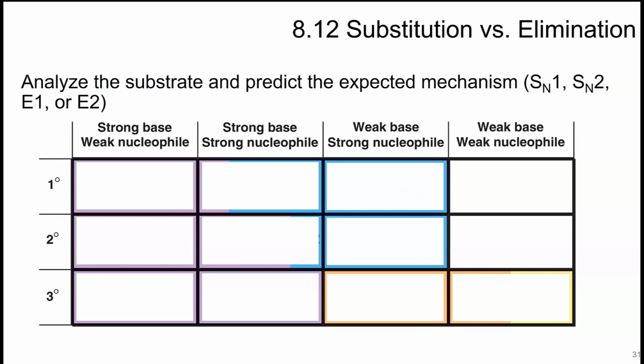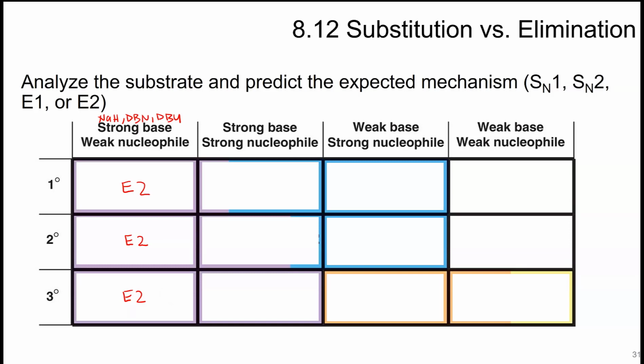When we're looking at the substrate, then we can look and see what kind of mechanism it can go through. If you use a strong base, weak nucleophile, so that is the sodium hydride, DBN, DBU, you will get an E2 reaction with primary, with secondary, and with tertiary. So anytime you're going to use sodium hydride, DBN, DBU, you're going to get an elimination reaction in the form of an E2 reaction.